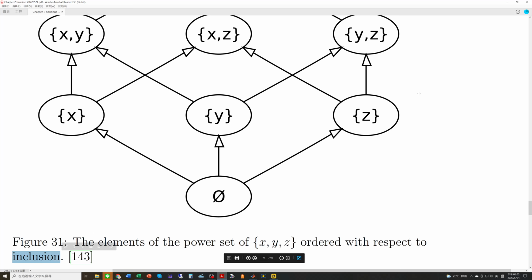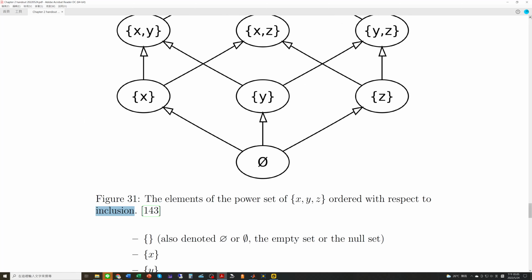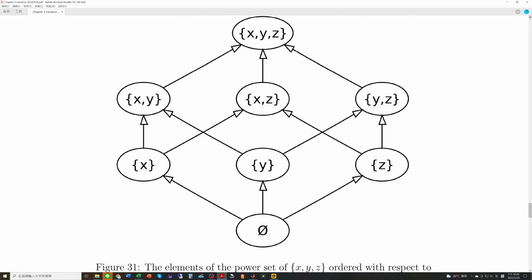Let us make this figure smaller. We know that the power set of the set that contains x, y, z contains 8 sets. That is the empty set, and the set that contains x, the set that contains y, the set that contains z. And these 3 sets all include the empty set.